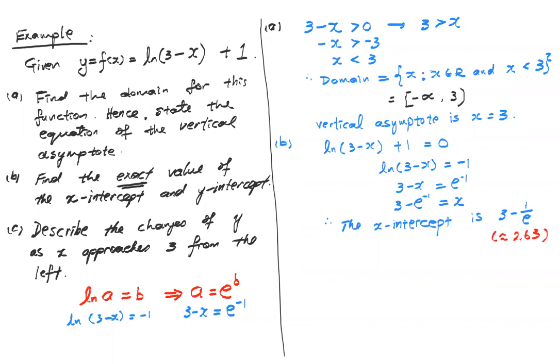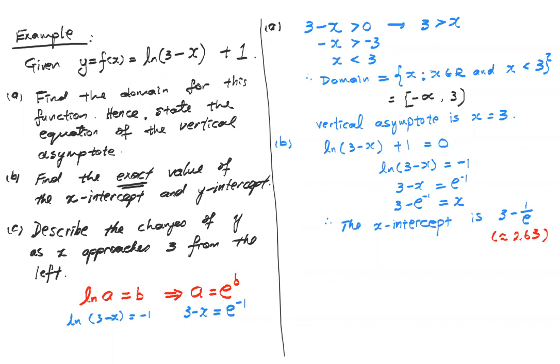Okay, so that is approximate value. This is exact value. So you are not supposed to give me the answer in red. You are supposed to give me the answer in blue because it's exact. Do you get me? So far, everyone, are you okay?